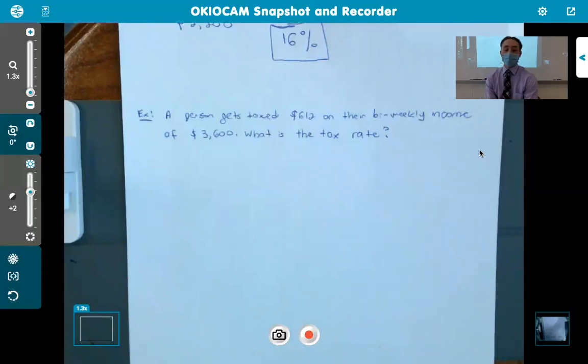So every other week, this person gets paid, just typical, in case any of you go and get a job eventually. Every other week they get paid $3,600, but $612 is taken out in taxes. So we want to find what is the rate of tax. So if I'm setting up a fraction, very similar to what we did in the last example, what do you think my fraction would be for this particular situation?